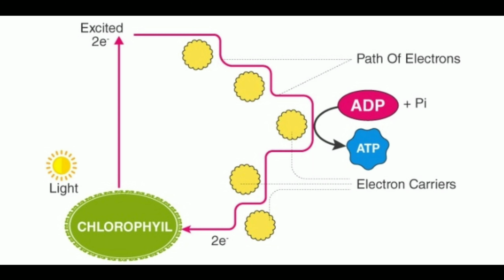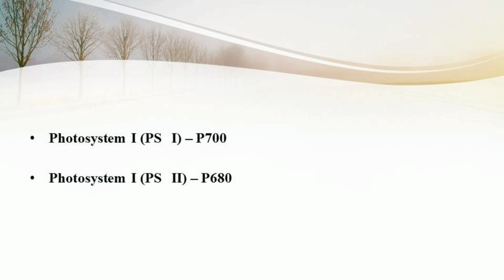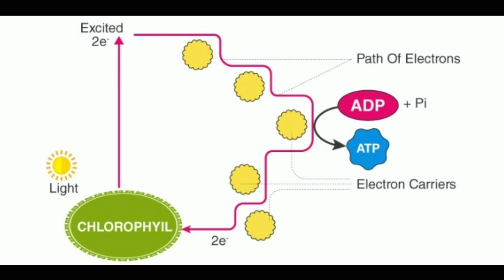Now let's learn about cyclic photophosphorylation. In cyclic photophosphorylation, it takes place in photosystem 1, that is 700 nanometers. Okay, it starts with photosystem 1, but in non-cyclic photophosphorylation, it starts with photosystem 2. It is at 680 nanometers. But in cyclic photophosphorylation, it starts at photosystem 1. Here in chlorophyll A, along with the accessory pigments, it absorbs sunlight.